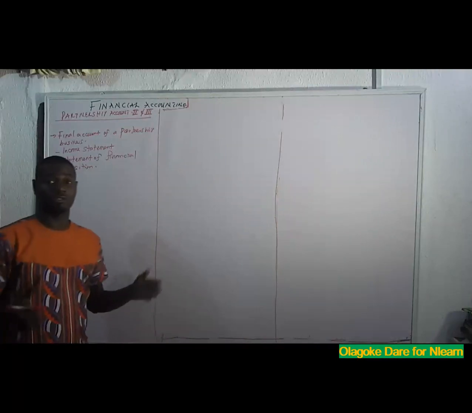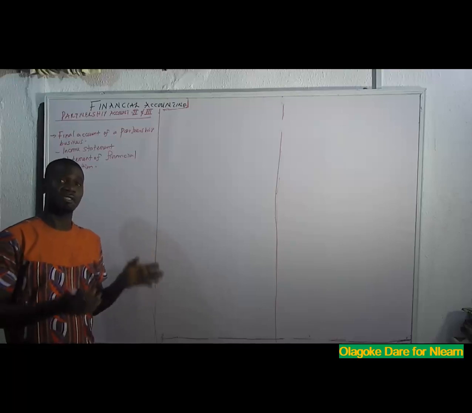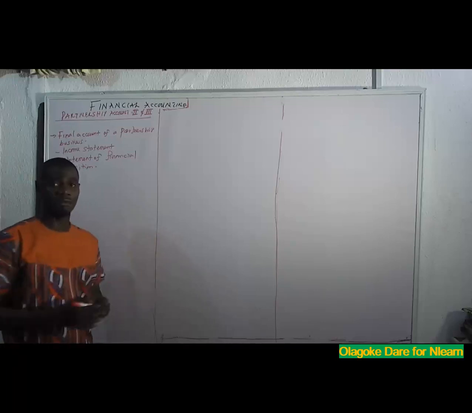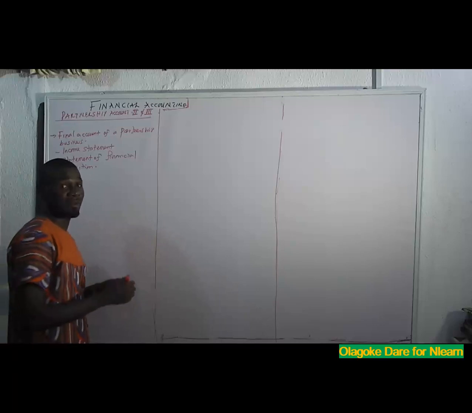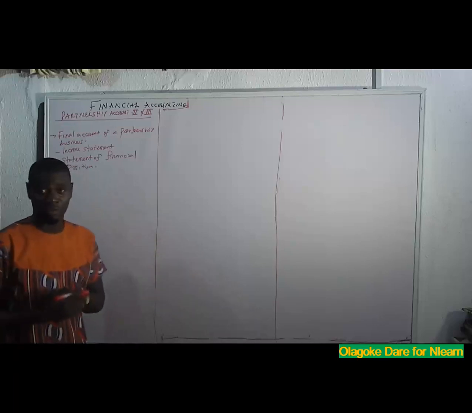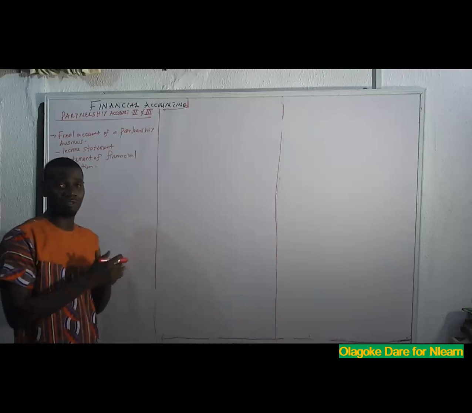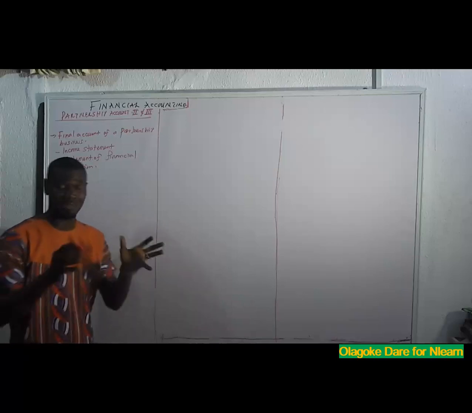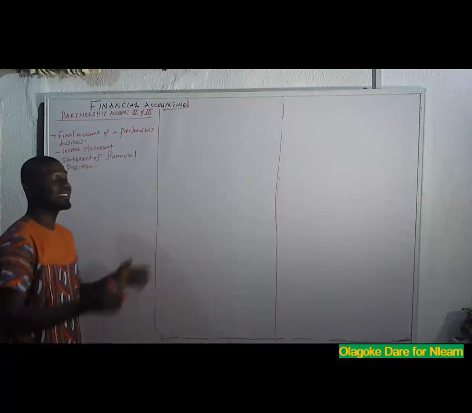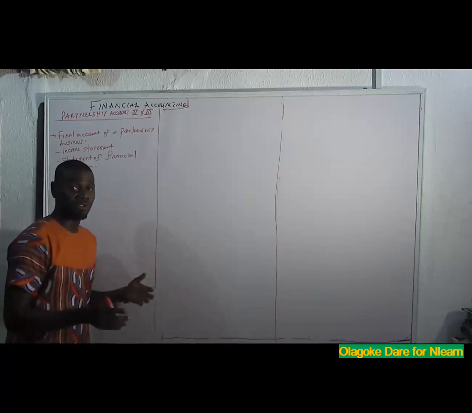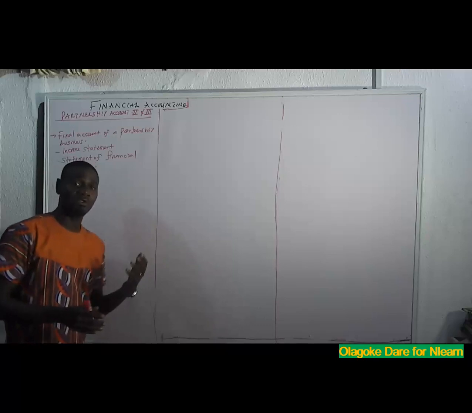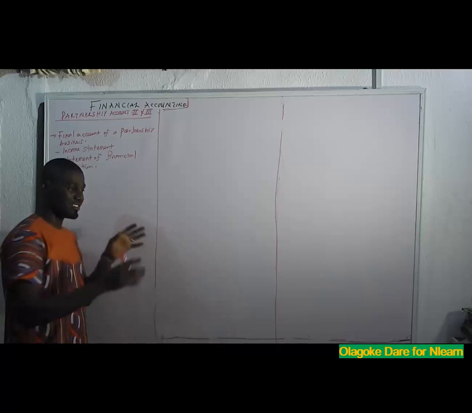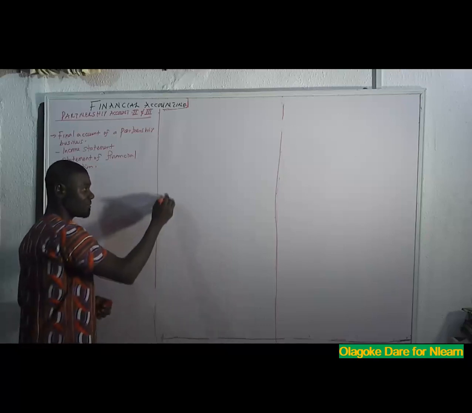And what are these books? We are talking about the appropriation account of partners, the capital account of a partnership business, and the current account of a partnership business, which has to do with the current account of partners and capital account of partners. These accounts will enable us to determine the amount of profit that is distributed among partners. That is the appropriation account.